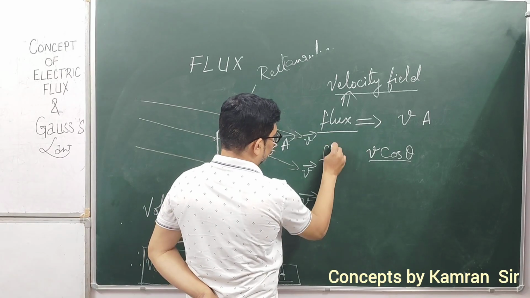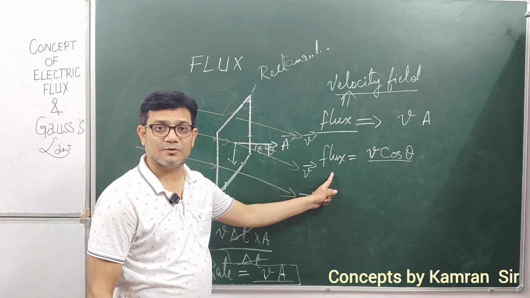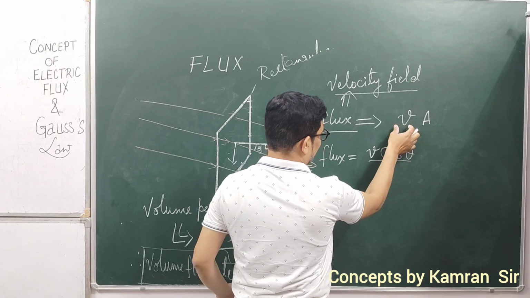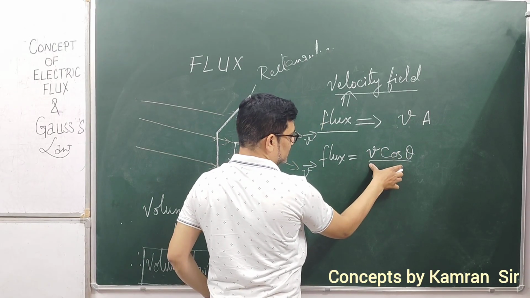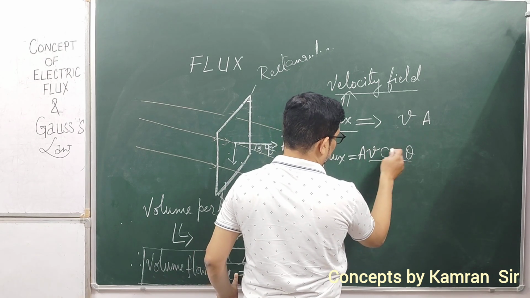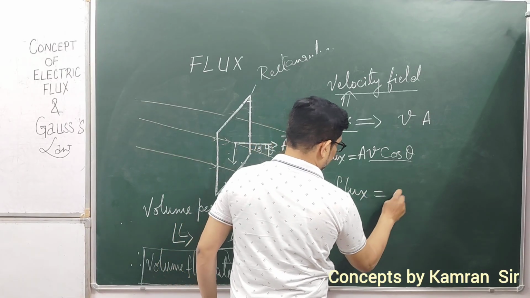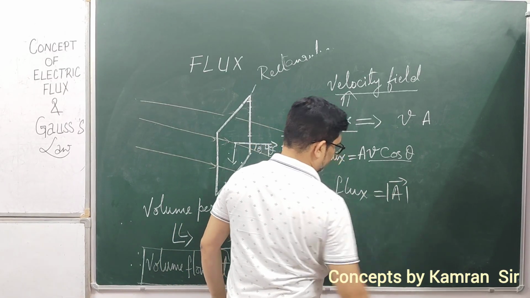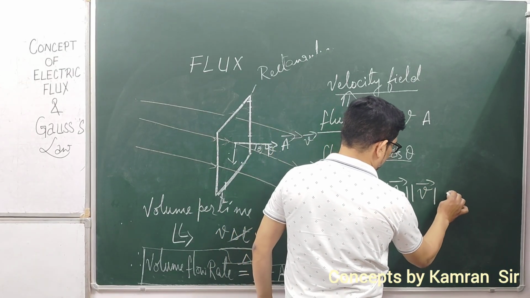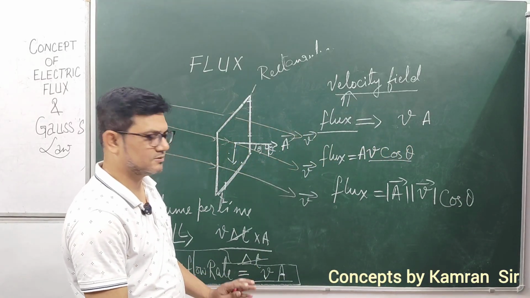So now if I want to find the equation for flux, and again by flux we mean the volume flow rate, we multiply. Now it's not V, it is V cos theta, and then we have A. So we have A V cos theta. So we are saying that the flux is the magnitude of A times the magnitude of the velocity vector times cos theta. A very generalized situation.